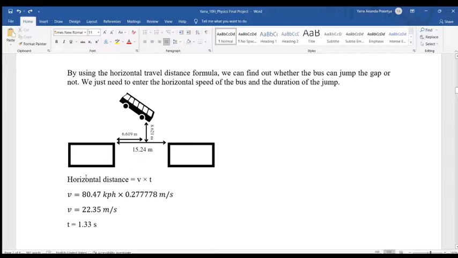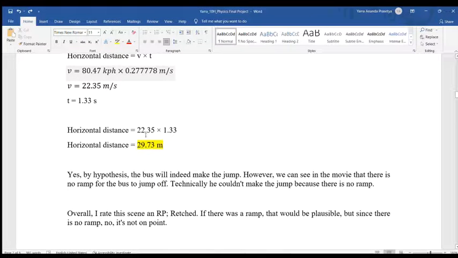So horizontal distance equals v, velocity, times t, time. And velocity, we already calculated to be 80.47 kilometers per hour, and we want to convert that into meters per second. That becomes 22.35 meters per second. And we already know t, which is 1.33 seconds. So to find horizontal distance, we just take 22.35 and multiply it by 1.33, and we get 29.73 meters. So as the bus is falling, it would cover about 29.73 meters of ground.